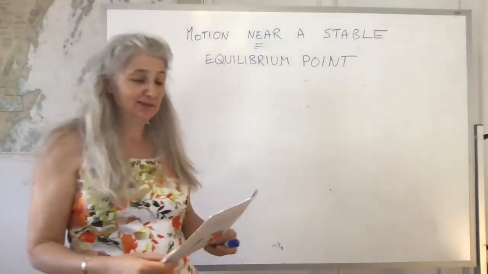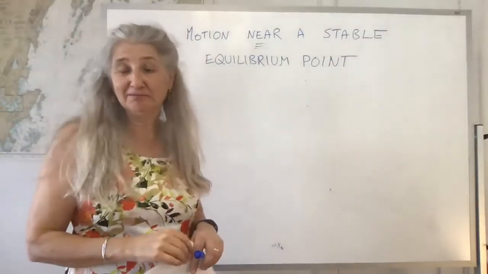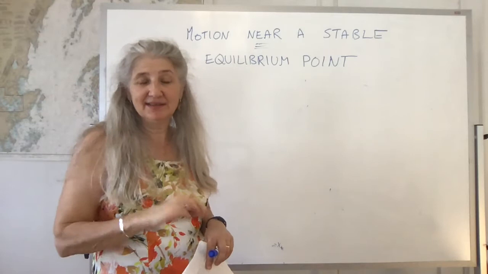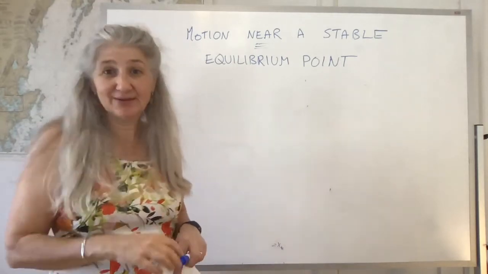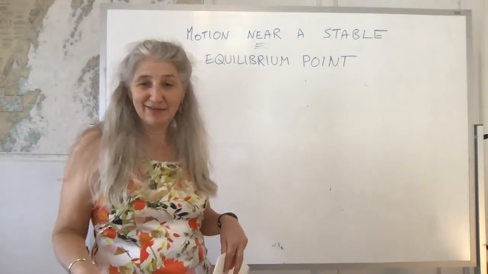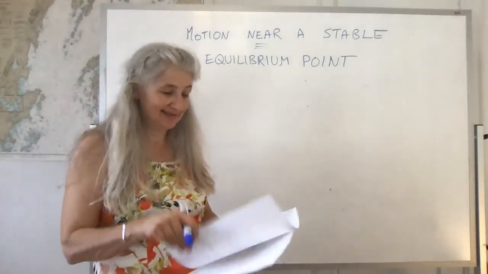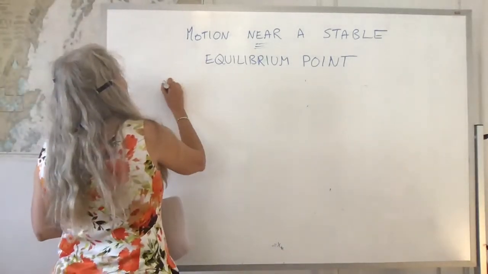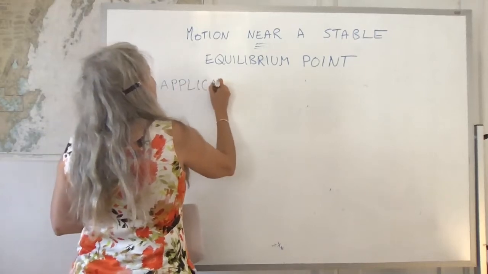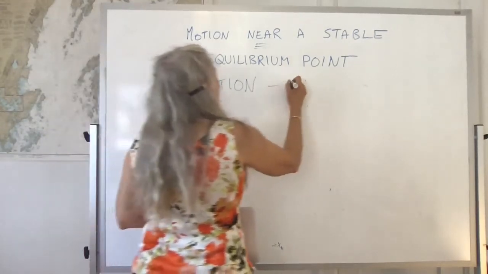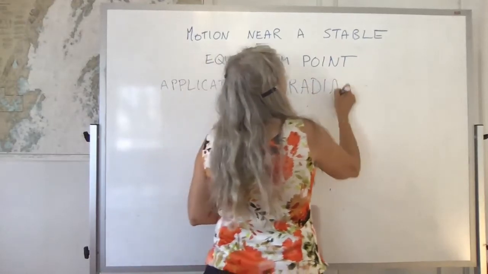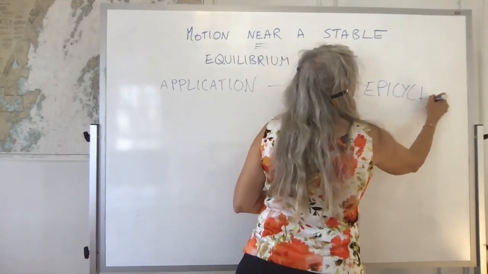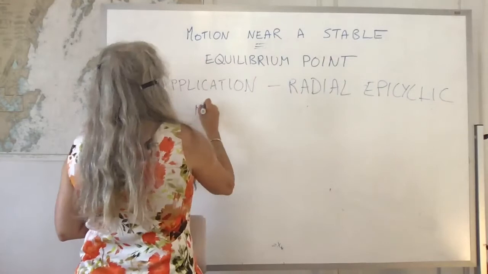All right, so we just figured out how to take the second derivative of the potential near a stable equilibrium point to figure out the frequency of oscillations. And so I thought I'd give an application of this in the setting of celestial mechanics. The application is going to be radial epicyclic motion.